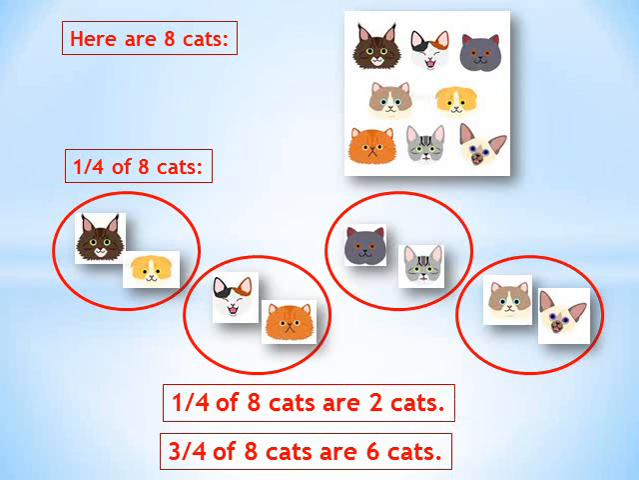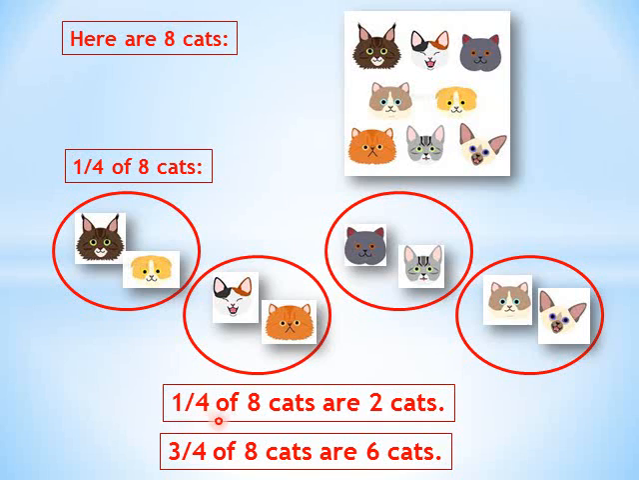I'll tell you now a part that is a bit advanced. Just try to go with me, but if you don't understand it, don't worry. I want to get 1/4 of 8 cats. Can we relate this to multiplication? Yes, how will we do that?